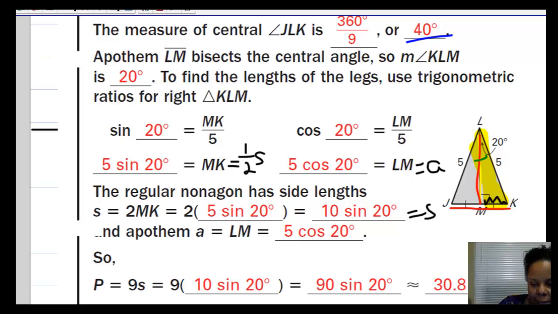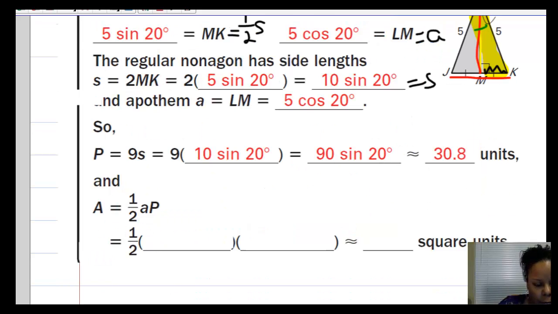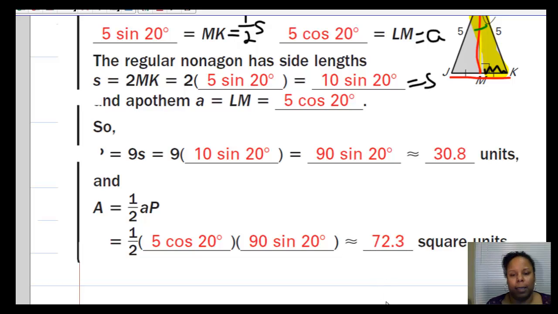And then when we use that in our formula, 1/2 A, which we saw was 5 cosine 20, times the side length will give us the area of the entire polygon.